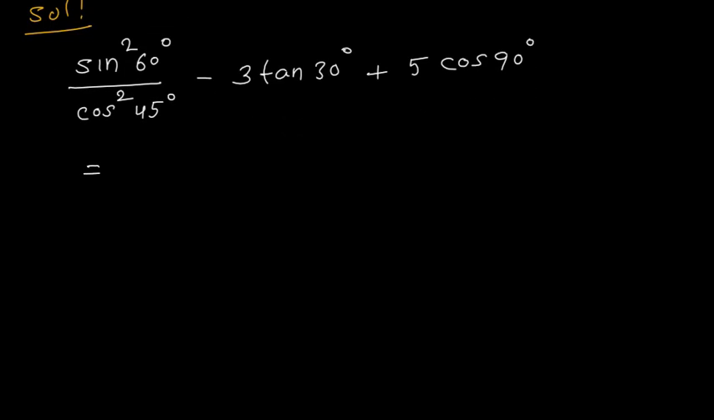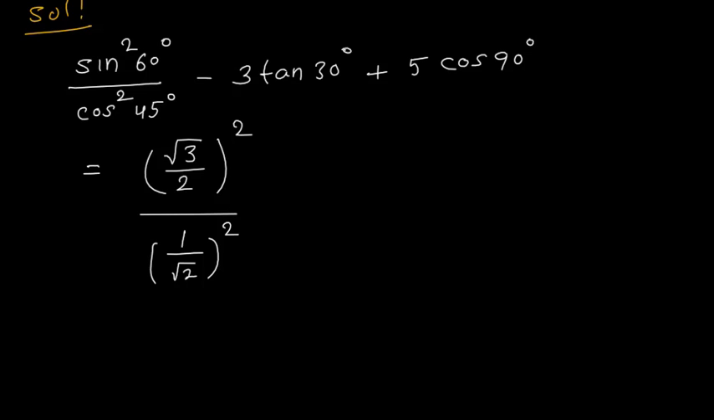The value of sin 60 is root 3 upon 2. So, this numerator is root 3 upon 2 the whole square, divided by the value of cos 45, which is 1 upon root 2. So, it is 1 upon root 2 the whole square, minus 3 into tan 30, value of tan 30 is 1 upon root 3, plus 5 into cos 90. Cos 90 is 0. So, it is 5 into 0.